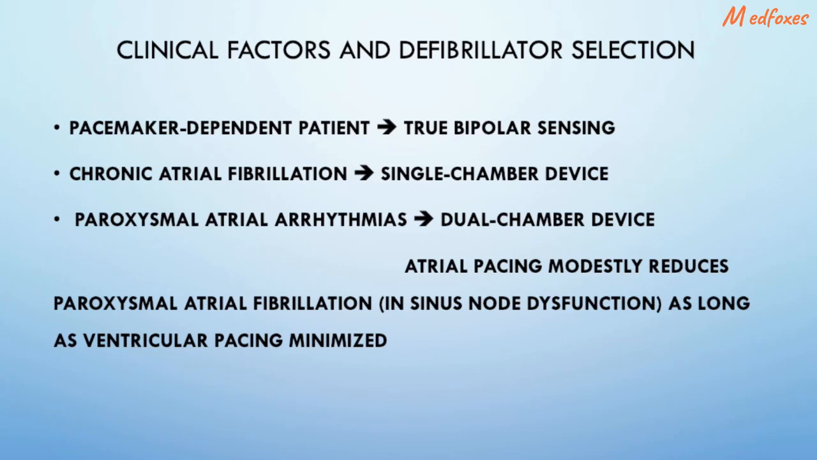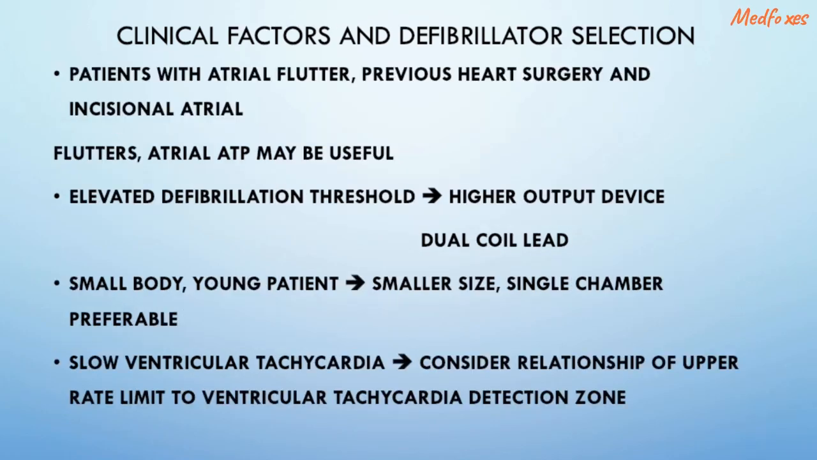Usually, smaller body habitus and younger patients need limited intravascular hardware. A smaller size single chamber device is preferable. Consider a single coil lead or EPTFE coated leads in these kinds of patients. For pacemaker dependent patients with very slow ventricular tachycardia, consider the relationship of the upper rate limit to the ventricular tachycardia detection zone.